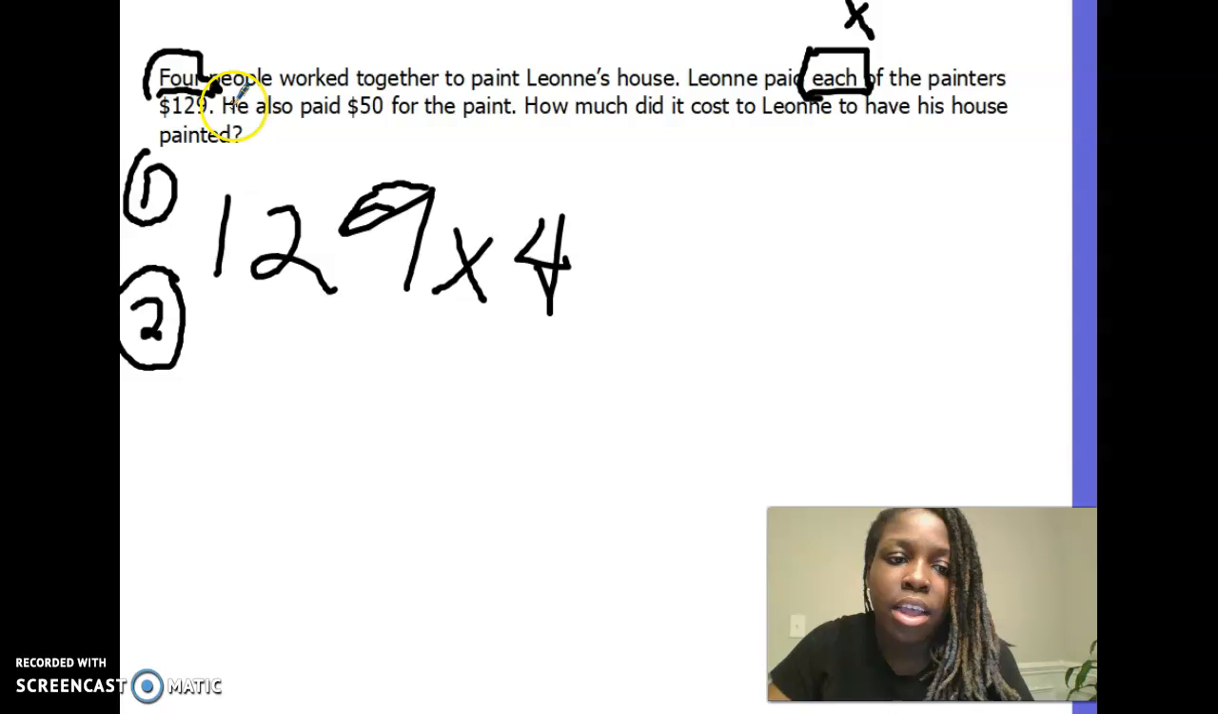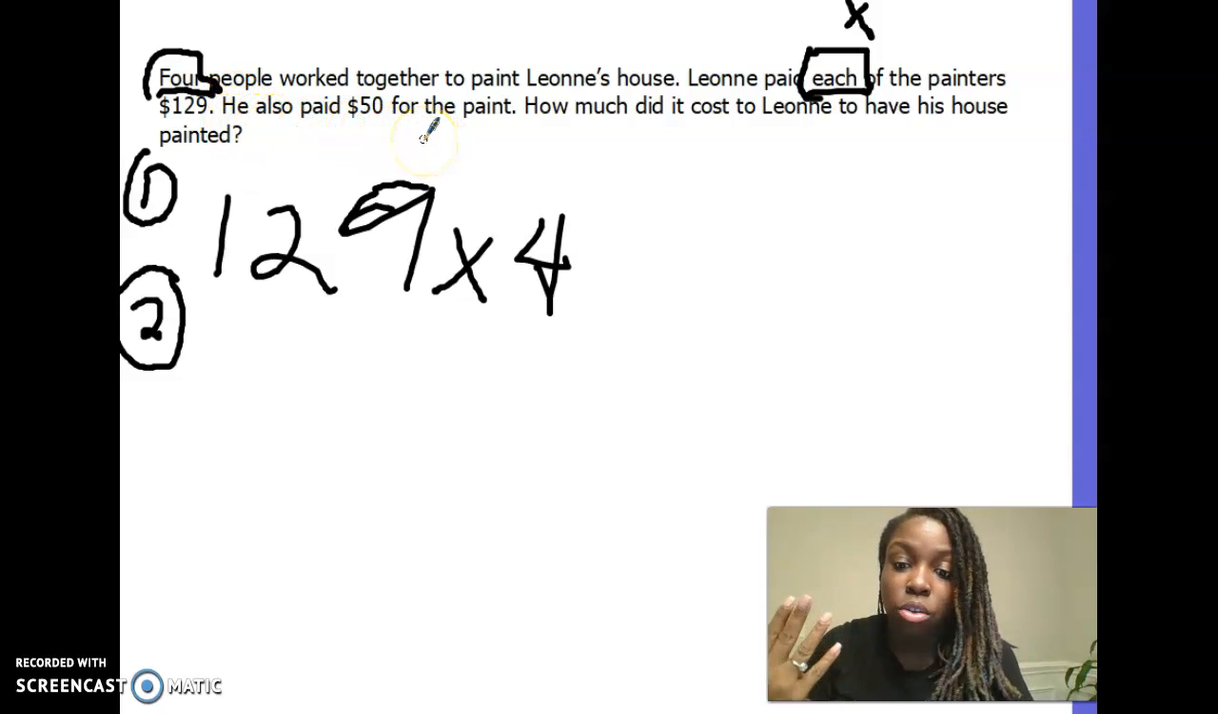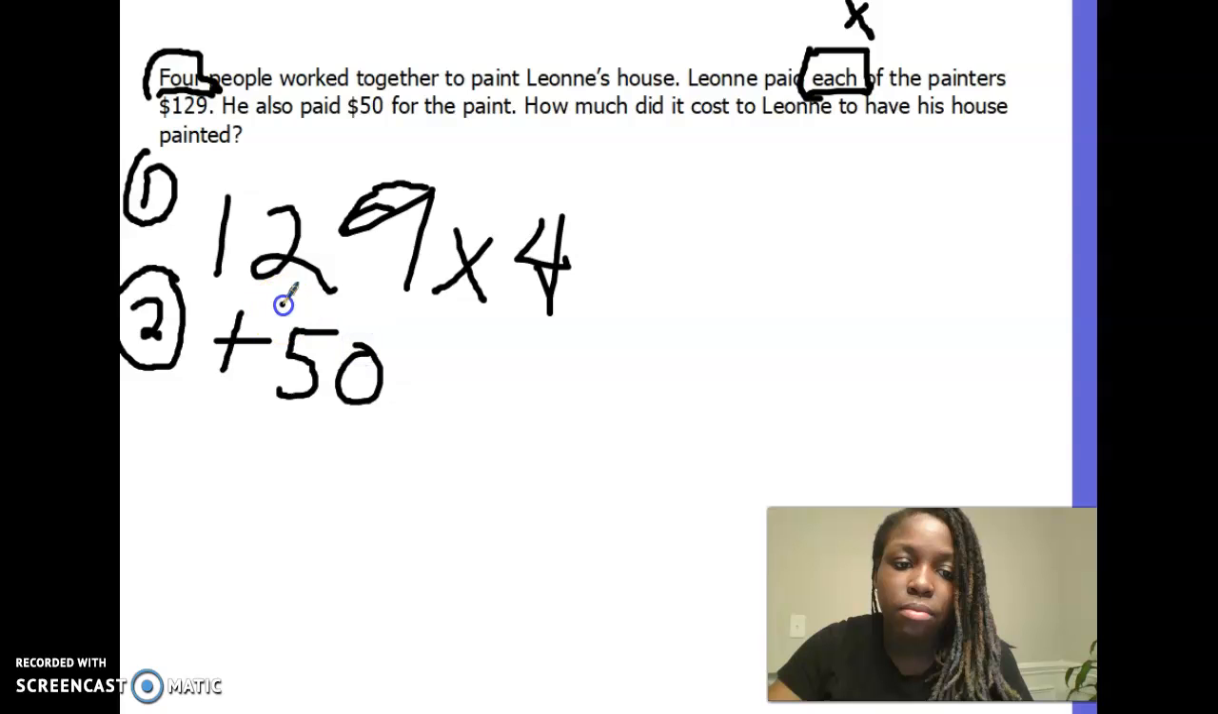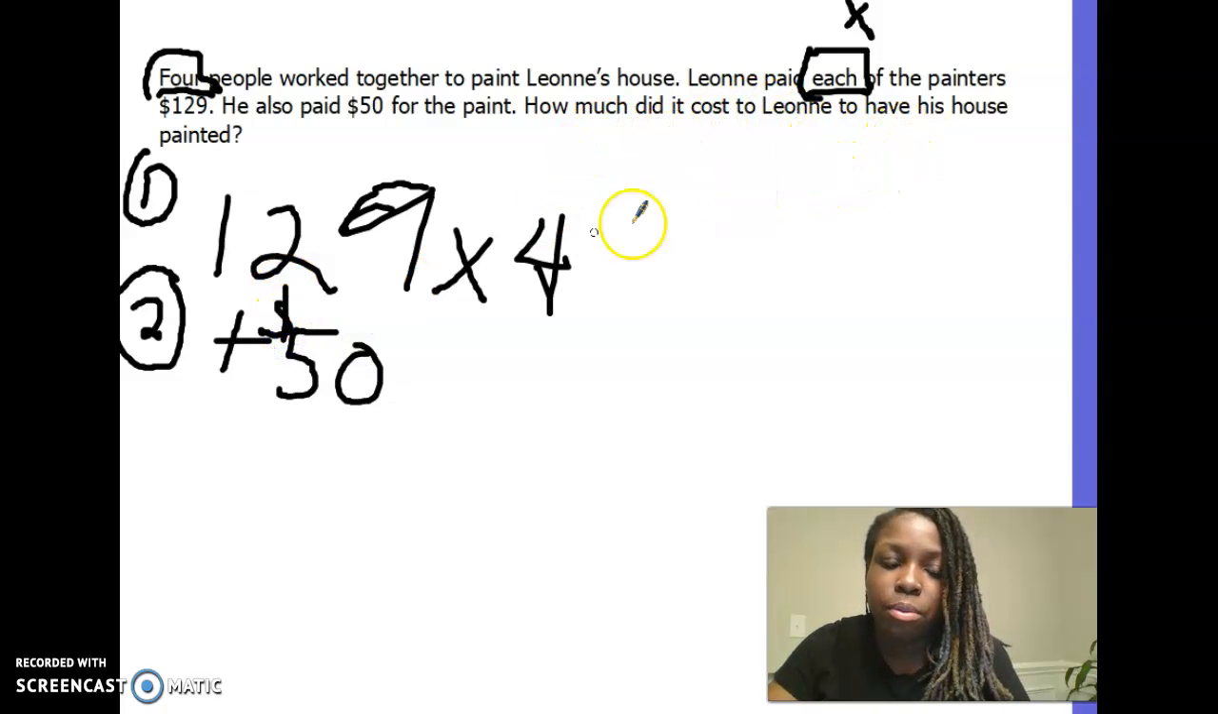So after I do that, it says he also paid $50 for the paint. So also means I need to do what? Good, add. So that means I'm adding $50 more for the paint. So then I'm trying to figure out how much it cost for him to paint his house. So first I need to figure out how much he paid the 4 people to paint his house. So I'm going to do 129 times 4, right?